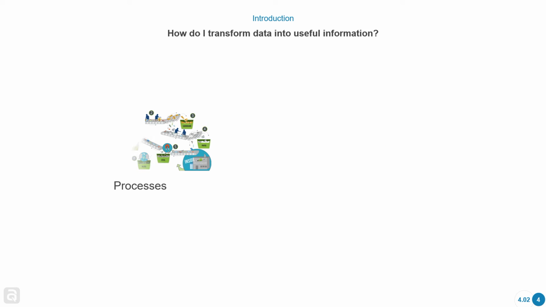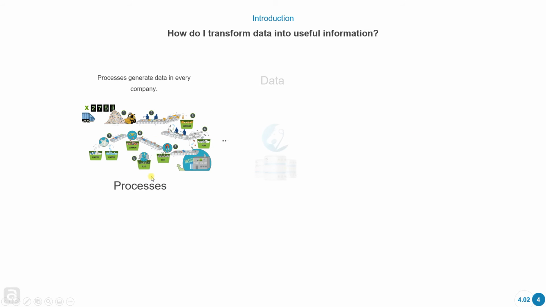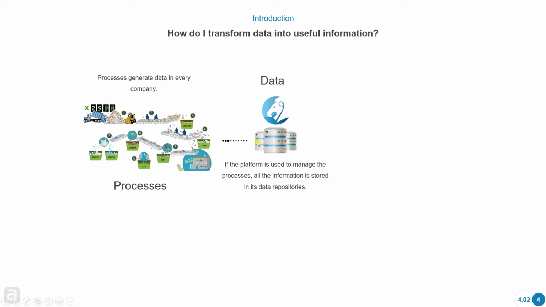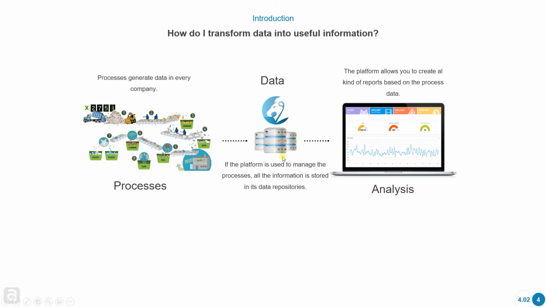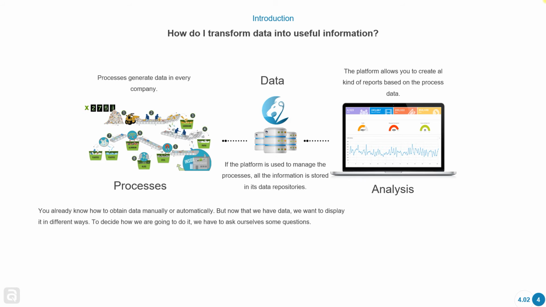Now we all have a lot of data in our companies, but the interesting thing is to transform this data into useful information. So basically while my processes are running, they're going to be building a lot of data and all the data is going to be stored in the system. And we can later use these data repositories in order to analyze the information. So we're going to see that the platform allows you to create all kinds of reports based on the process data and also on the data of the families of records.